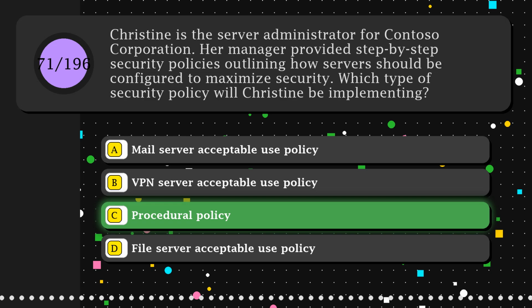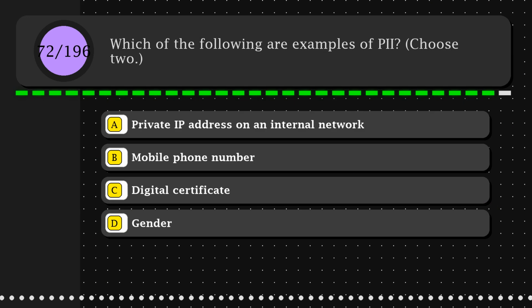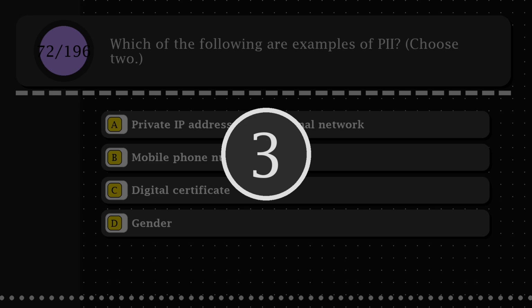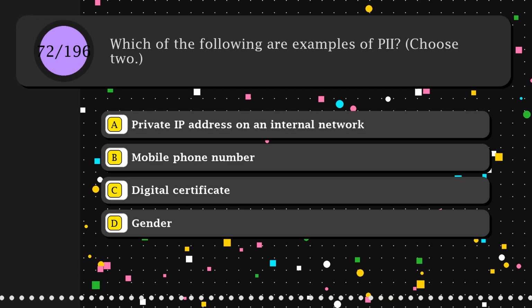The correct answer is option C, procedural policy. Question 72. Which of the following are examples of PII? Choose 2. Option A, private IP address on an internal network. Option B, mobile phone number. Option C, digital certificate. Option D, gender. The correct answer is option B, C.